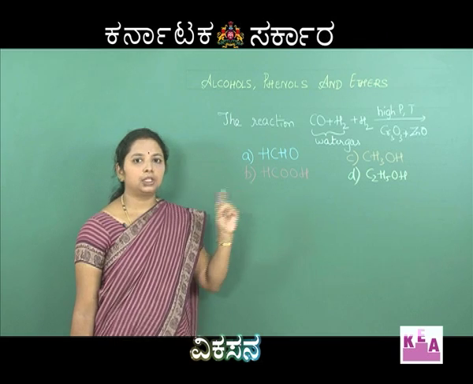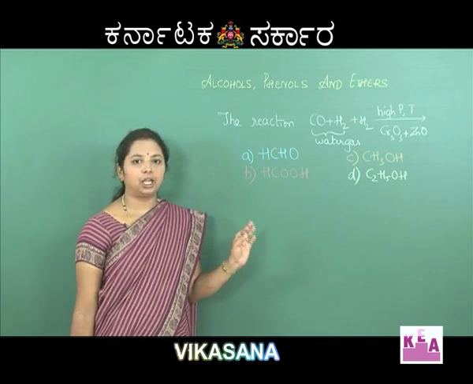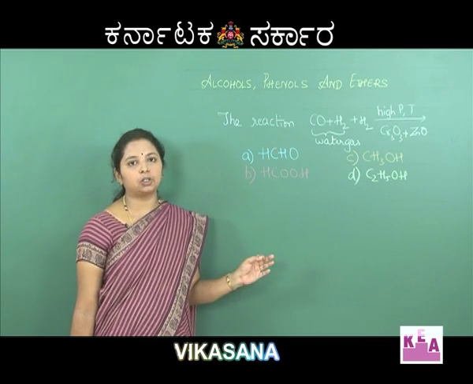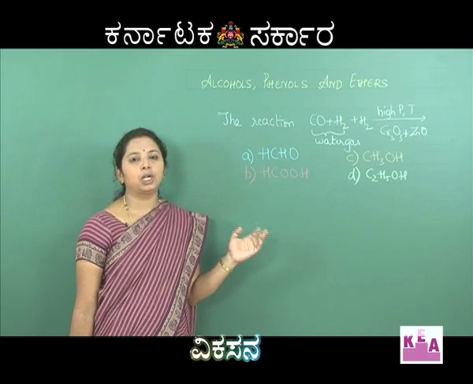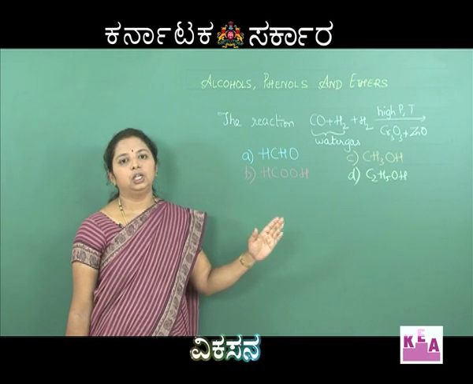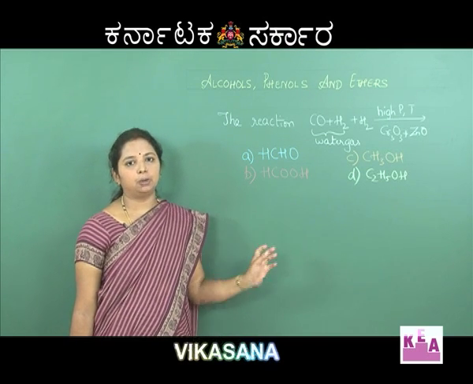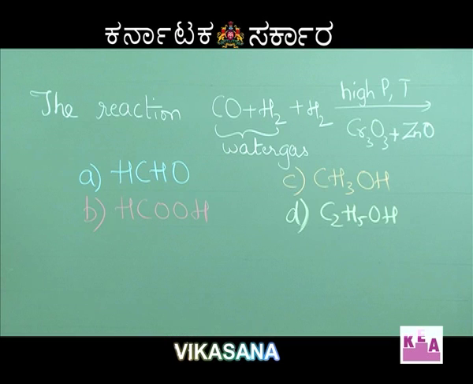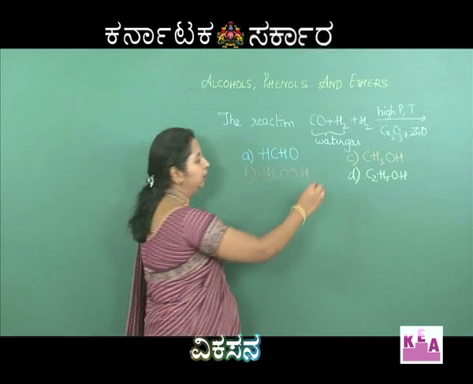Here chromium oxide and zinc oxide are being used and reduction is done by using hydrogen, and therefore, the water gas will be converted to methanol. And we know what water gas is. It is nothing but the mixture of carbon monoxide and hydrogen. So, whether they ask it as reduction of water gas or they give the reaction, we should know that it is the industrial preparation of methanol. Now, look at the options. Option C is methanol, that is CH3OH. So, option C is the right answer.